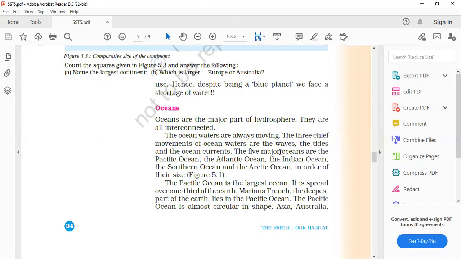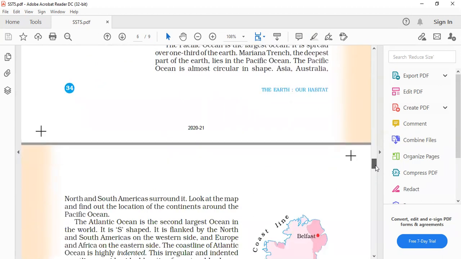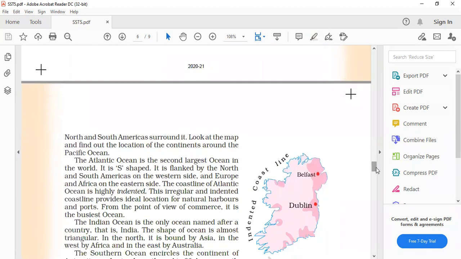That is, the three chief movements of ocean water, the names of the oceans, what is the largest ocean, what is the deepest part of the earth, and in which ocean it lies. You can get in which ocean you find the Mariana Trench. You have to write the answer. That is, it is in the Pacific Ocean.